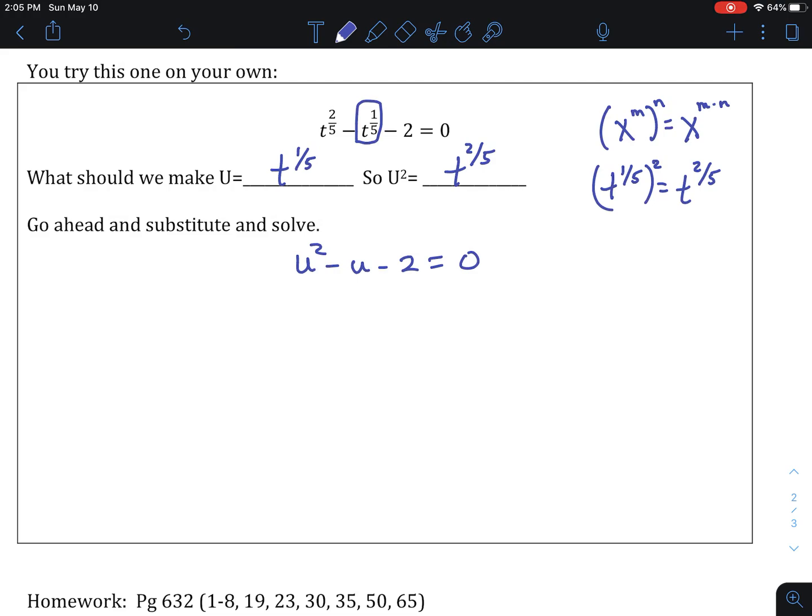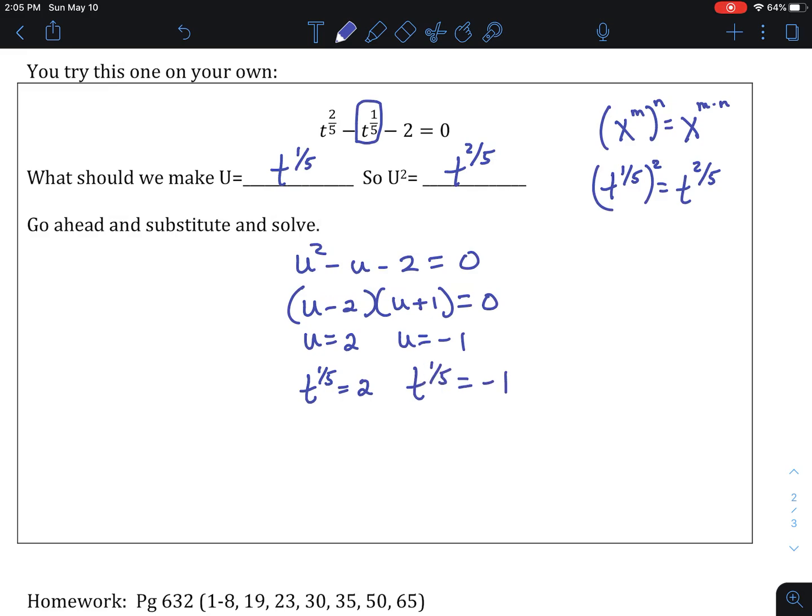What we're going to do now, can it be factored? Yes, we get u minus 2 times u plus 1 equals 0. That's going to mean u is equal to 2 and u is equal to negative 1, right? That's going to mean t to the 1/5 is equal to 2 and t to the 1/5 is equal to negative 1. Okay, so what do we do at this point?